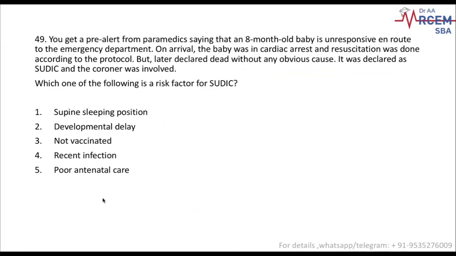Which one of the following is a risk factor for SUDIC, sudden unexplained death of an infant or a child? Supine position? No, it is not a risk factor. Developmental delay? No. Not vaccinated? No. Immunization completed is actually a protective factor, a good prognostic factor. Recent infection, no. Poor antenatal care, yes, this is a risk factor for SUDIC. Remember, risk factors are different from good prognostic factors.